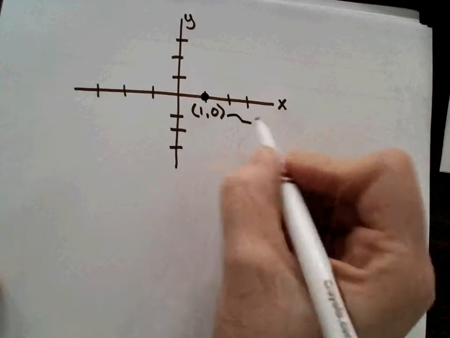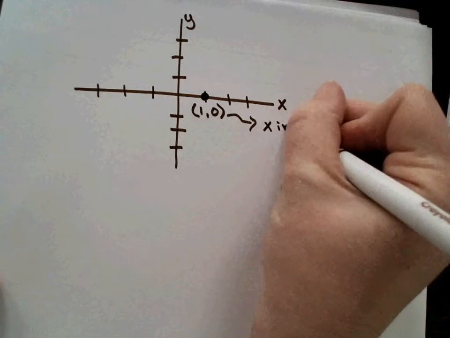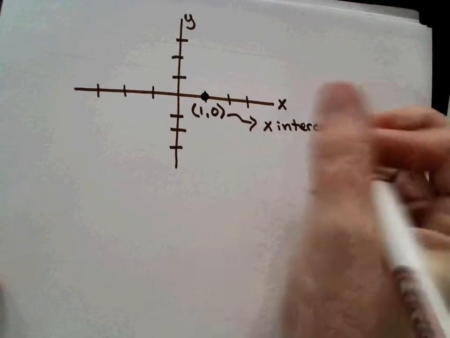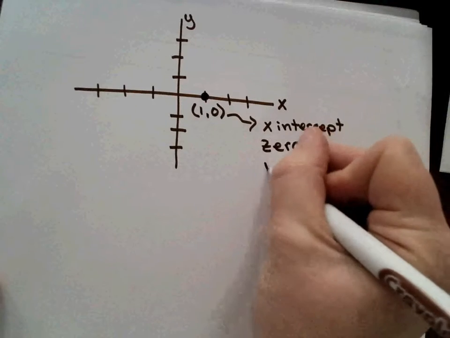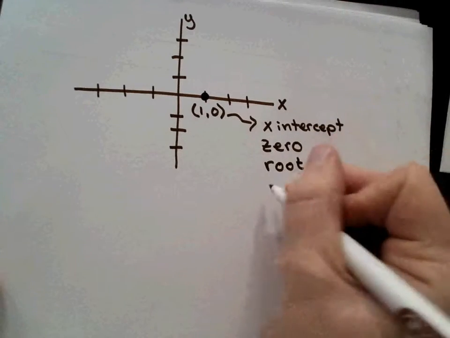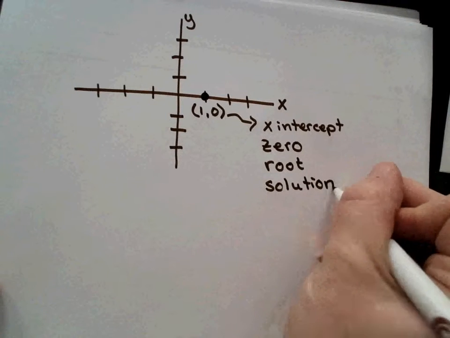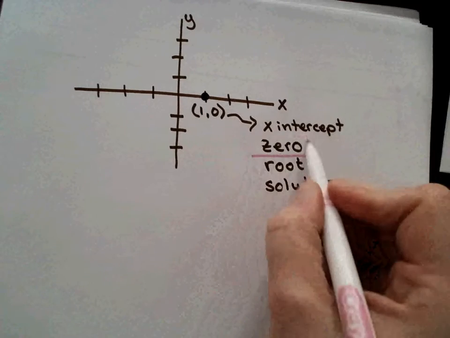So this ordered pair is called your x-intercept. It is called your 0. It can be your root, or it can be a solution. All of those are ways to name that same exact ordered pair. When we graph polynomials, we are specifically going to call them zeros.